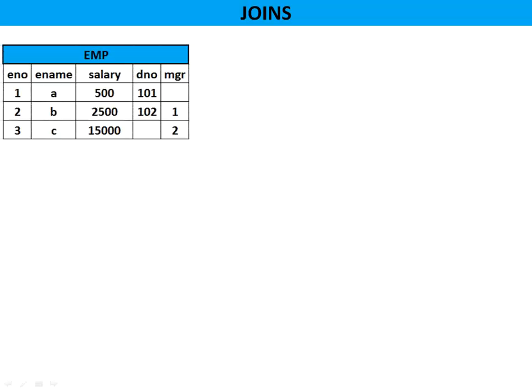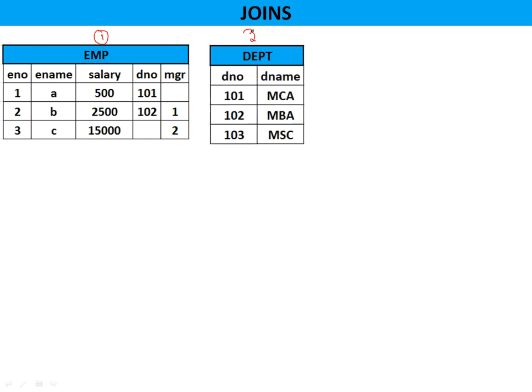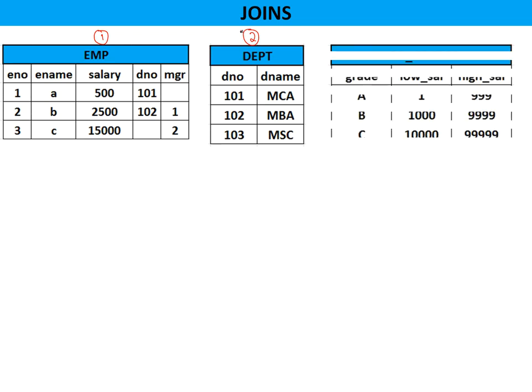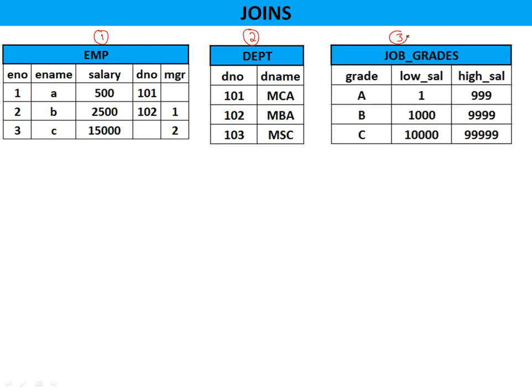Now, for explaining other types of joins, let's take three tables. It is the employee table, first table. Next, here is the department table, second table, and the last one is the job grades. I am taking three tables to explain the concept. Now, if you take grades, grade will be A if salary is between this one.